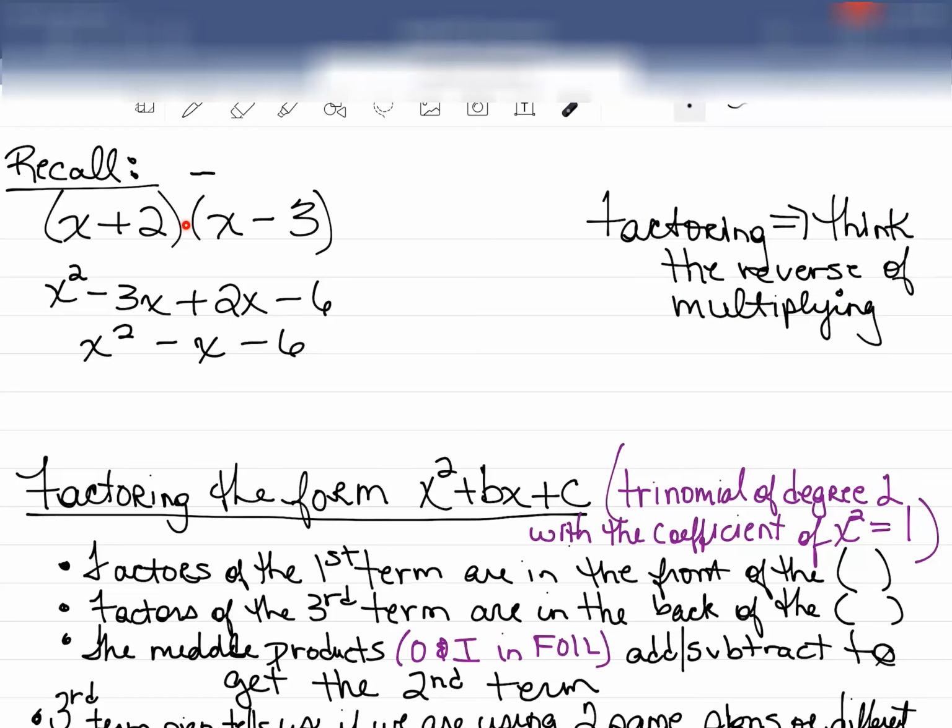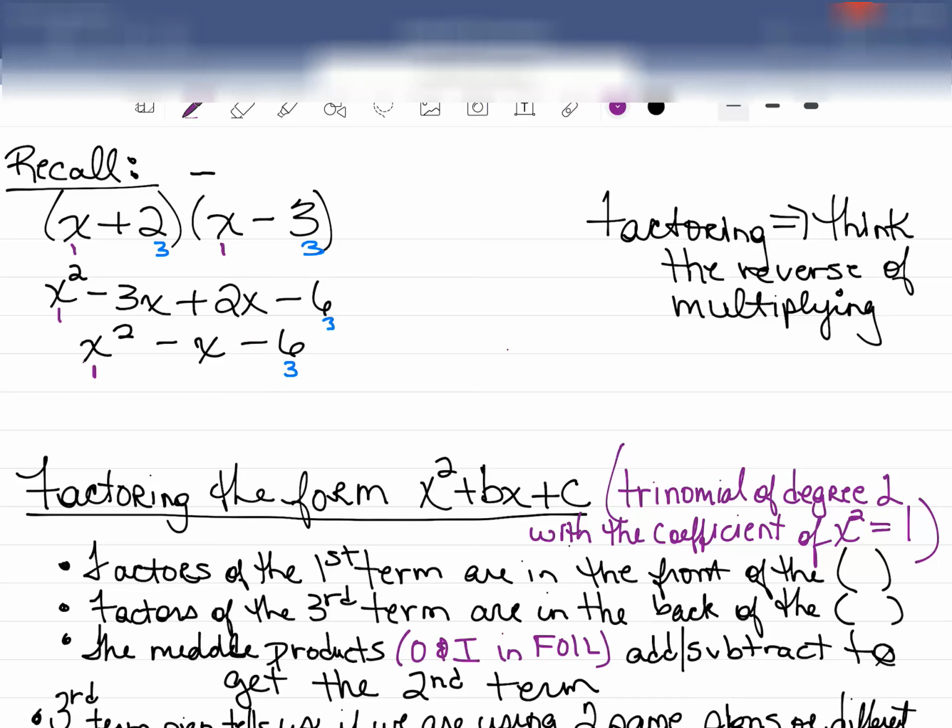So if I had x plus 2 times x minus 3, this first x, the x in the first parentheses times the x in the second parentheses is where we would get the x squared. That x squared is just going to copy down to this ending answer here. And that came from those first 2 spots. The 2 times the negative 3, this 2 times this negative 3 is how we got this negative 6 that ended up copying down right here.